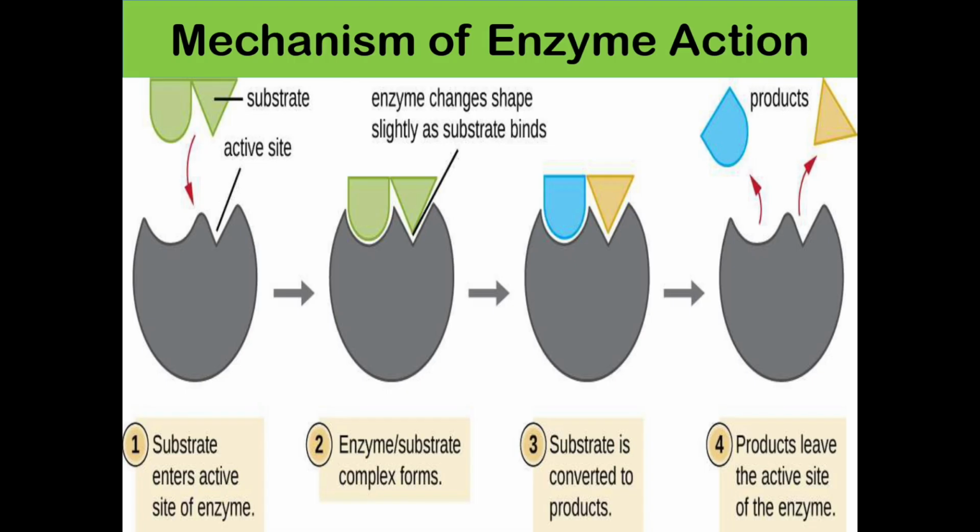Looking at the mechanism of enzyme action, enzymes accelerate biochemical reactions without being consumed or altering the chemical equilibrium. As shown in the diagram, the substrate enters the active site of the enzyme. The enzyme-substrate complex forms, with the enzyme changing shape slightly as the substrate binds. The substrate is converted to products. The products then leave the active site of the enzyme.